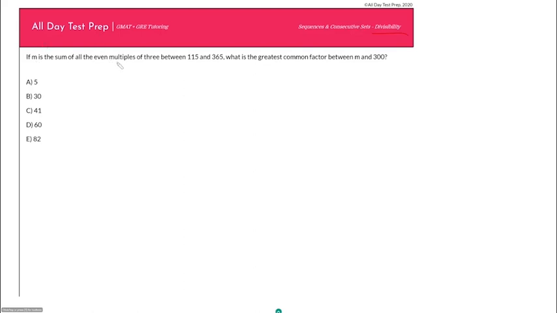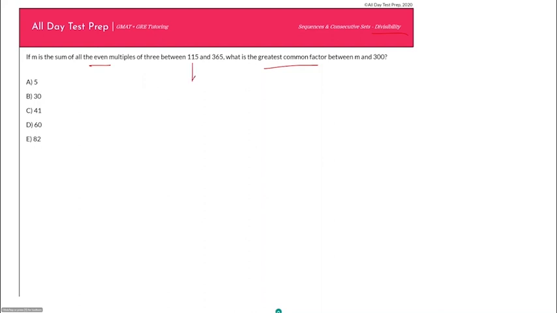If m is the sum of all the even multiples of 3 between 115 and 365, what is the greatest common factor between m and 300? And so before I can get to this part here, talking about greatest common factors, let's first just find m. Because to do that, we just need to know our properties of consecutive sets from the previous video.